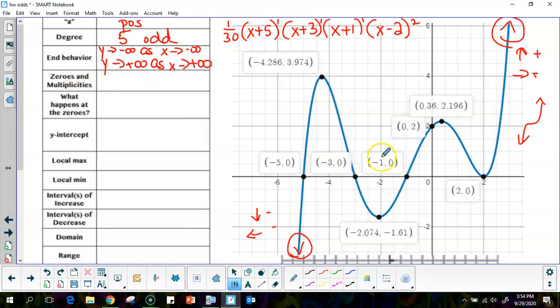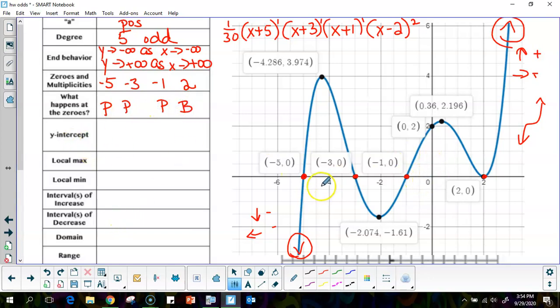Zeros and multiplicities, I've got them right here. Here's one, here's one, here's one. There's 4 of them. So I'm going to put -5, -3, -1, and 2, because I don't have room to put the ordered pairs in there. What happens at those? Pass, pass, pass, bounce. And you can see it up here too. So you can put a P, P, P, and a B.